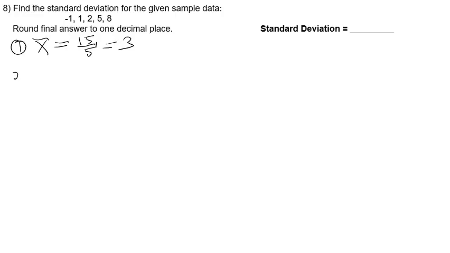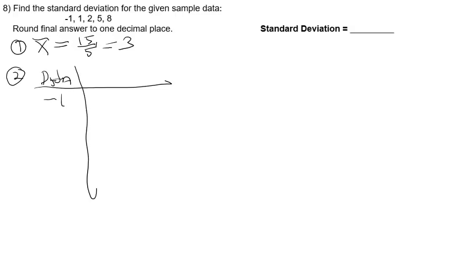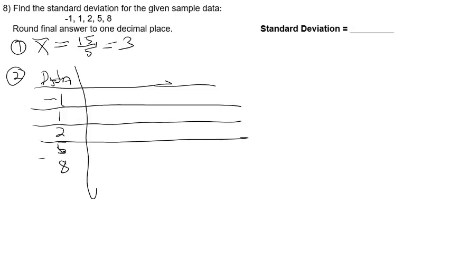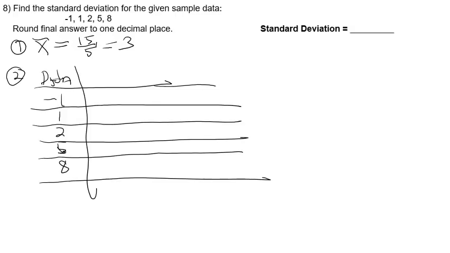In our second step, we are going to construct a table. I'm going to list the data. So I'm going to list my data: -1, 1, 2, 5, and then an 8. The second thing, I'm going to subtract the mean.